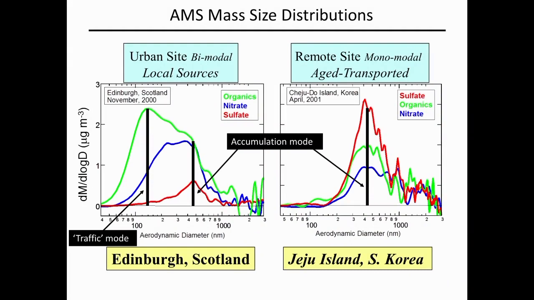It's in an urban site, so it's close to traffic. So it's likely that you're going to have traffic particles, and so they're primary. This remote site was in Jeju-do in Korea, and you can see that all of the components are about the same size. So that's evidence that they're all mixed together in the same sorts of particles. So you know that nitrate is secondary, you know that sulfate is secondary, so there's a good bet that most of your organics are secondary as well.